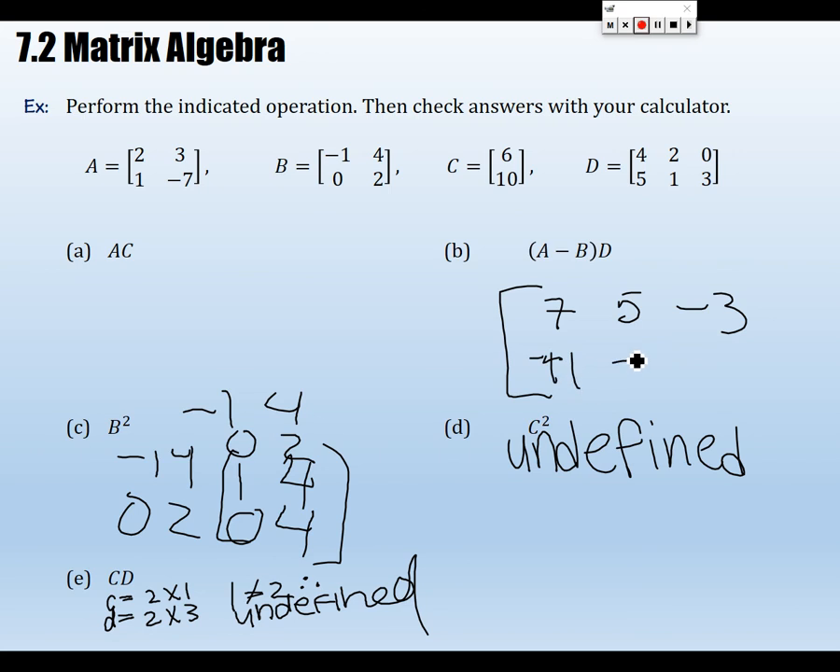How are these guys doing? Getting right answers? You check with your calculator. Can you do it on your calculator too? Do you know how? So are we good? We got two here that were undefined. Interesting. Okay.